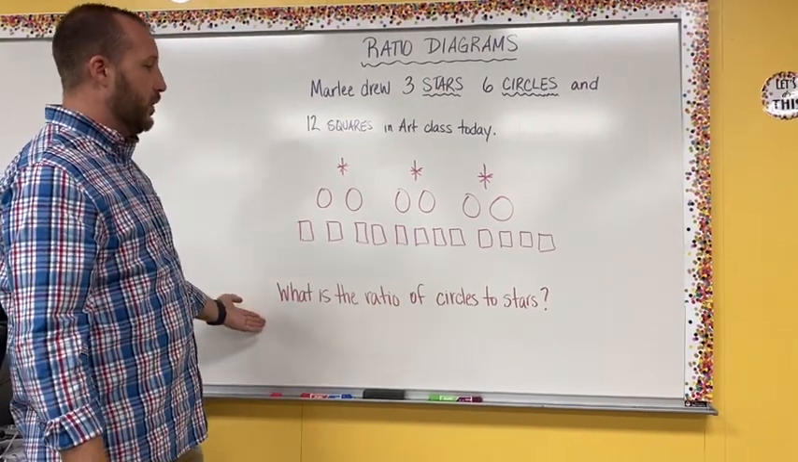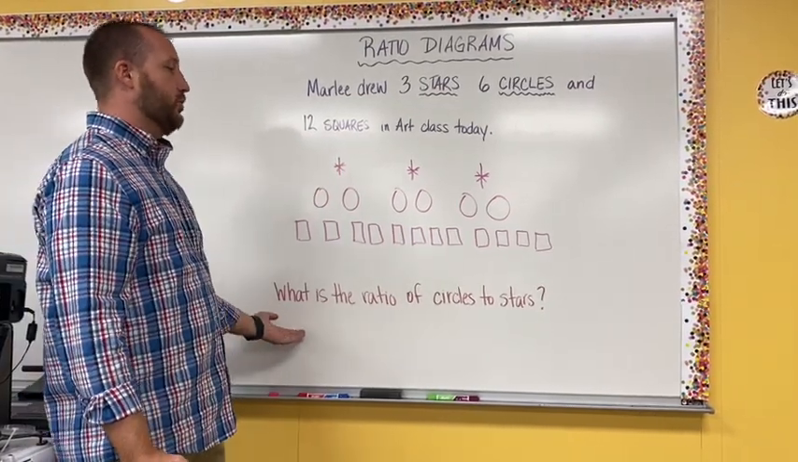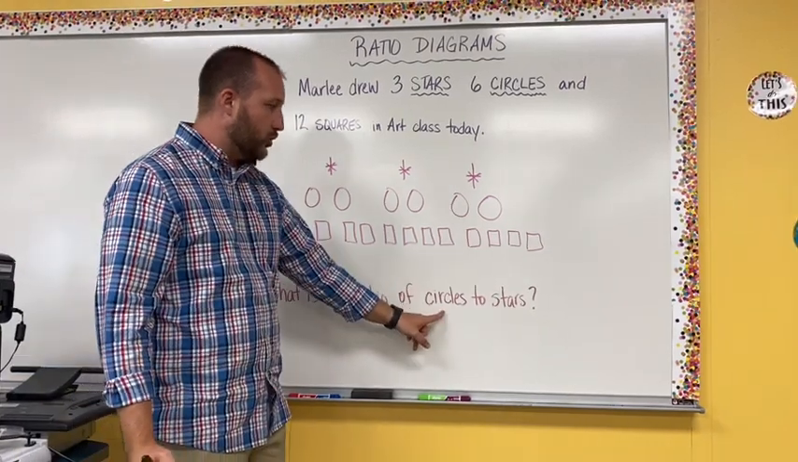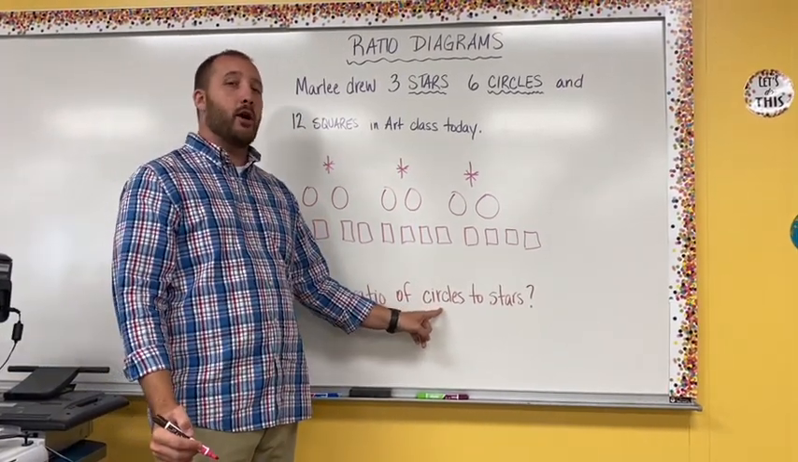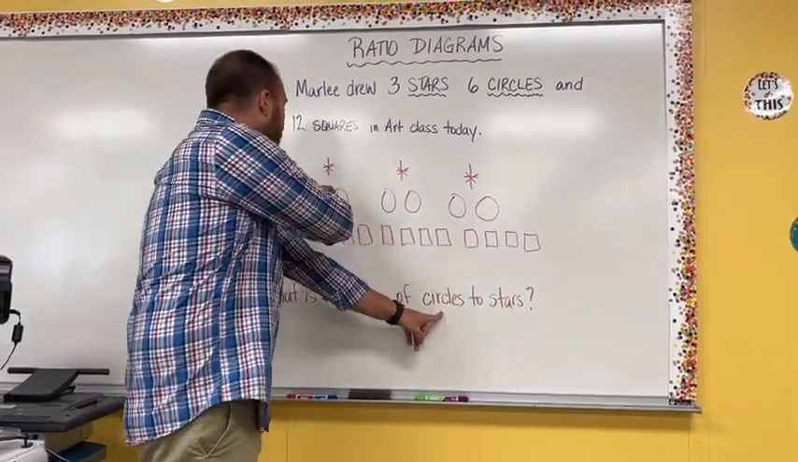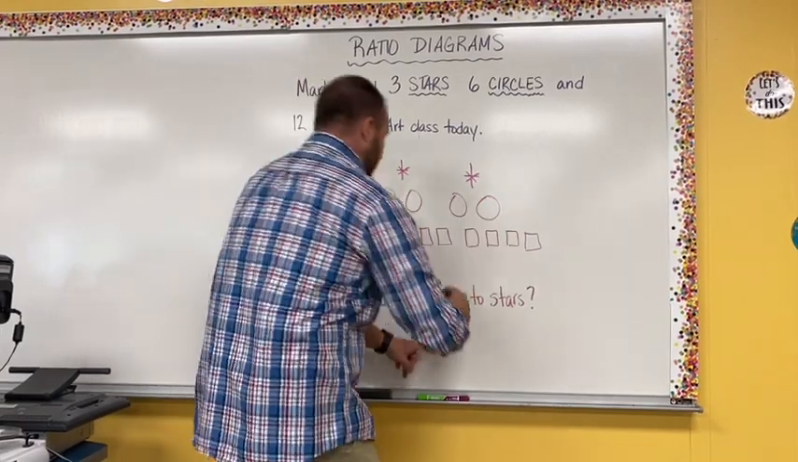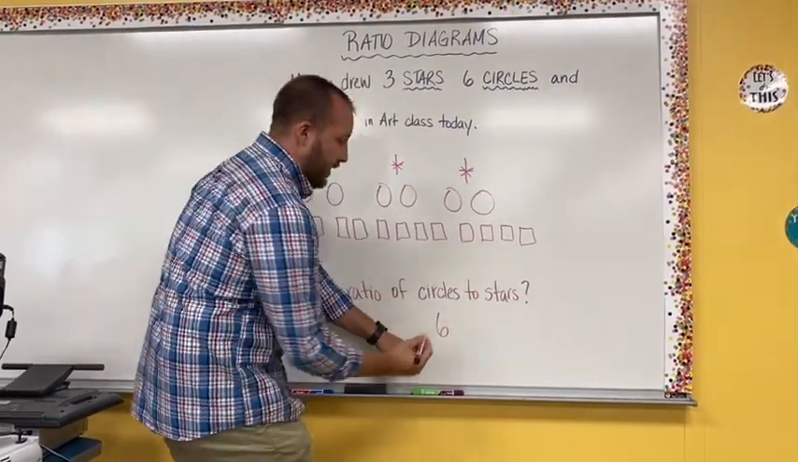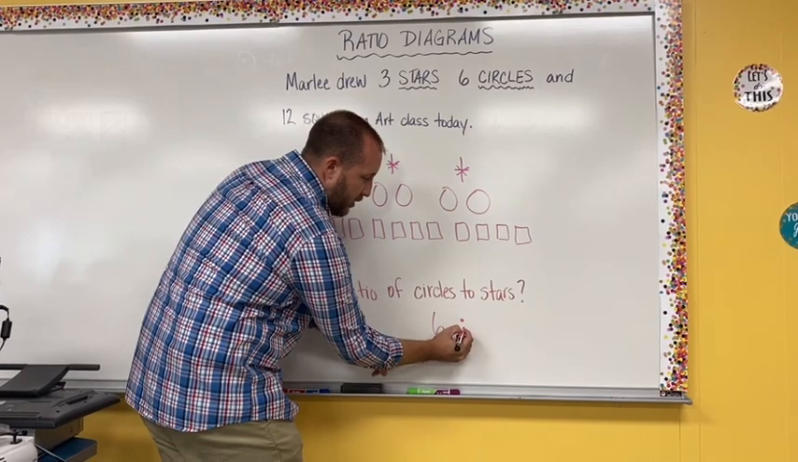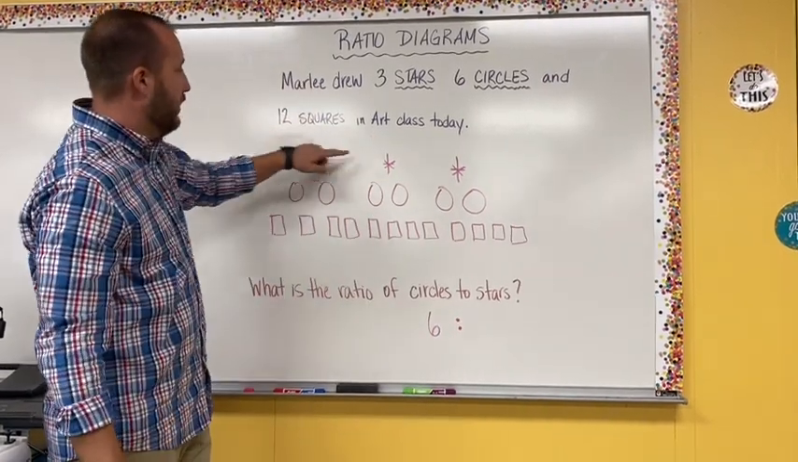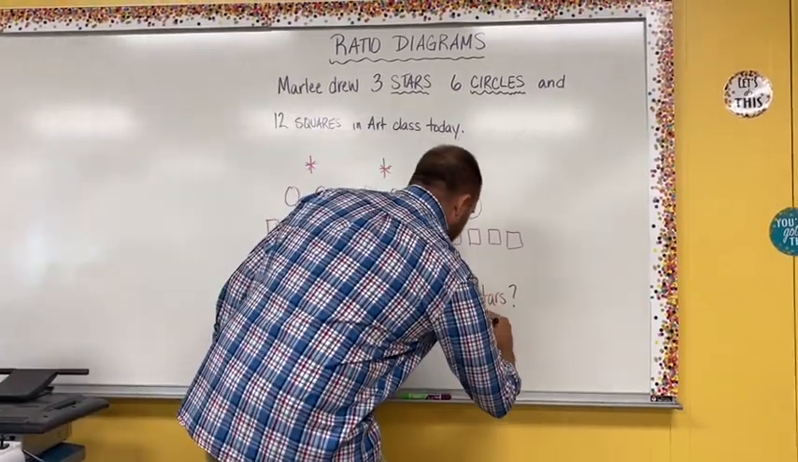So our question is, what is the ratio of circles to stars? So we have circles first, so that number has to go first. Okay? So we've got 1, 2, 3, 4, 5, 6 circles. Then you put your colon. And then 1, 2, 3 stars.